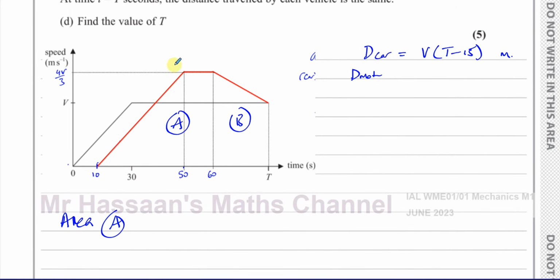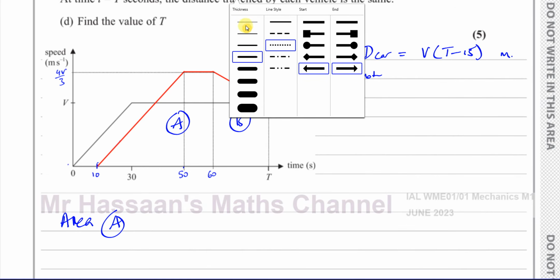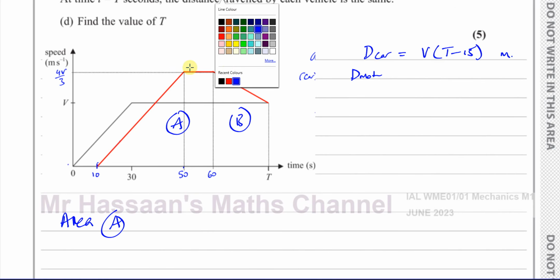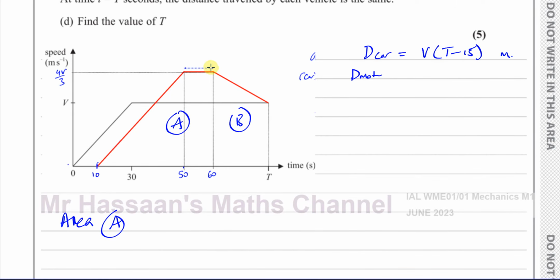In this trapezium, the lengths of the parallel sides, let's draw them in, are this length and this length, and you've got the vertical height, which is this height here. The length over here is 10. The length over here is between 10 and 60, so it's 50. And the height of the trapezium is 4v over 3.